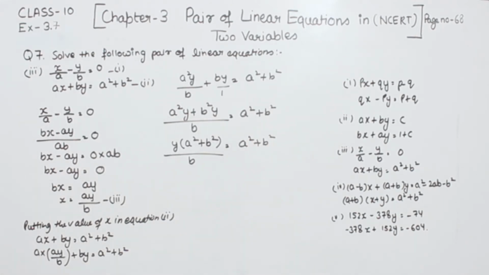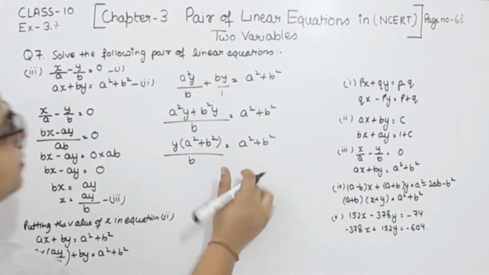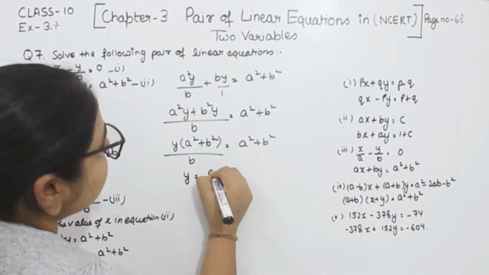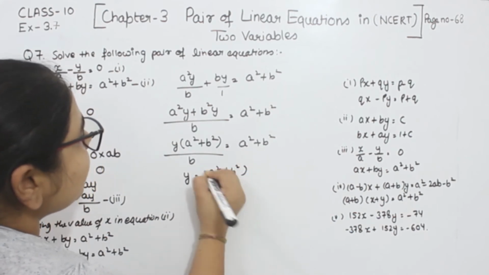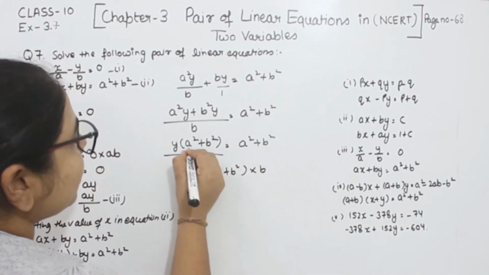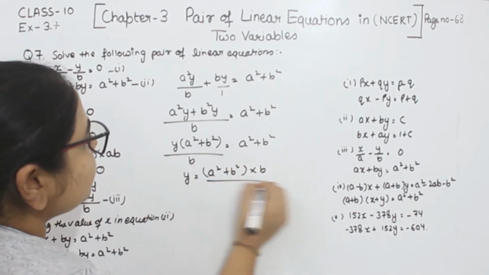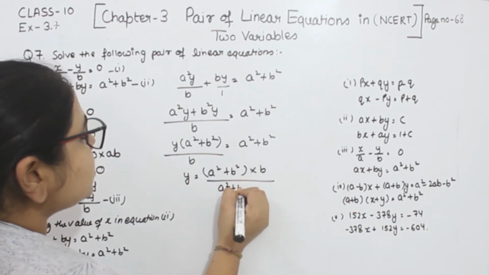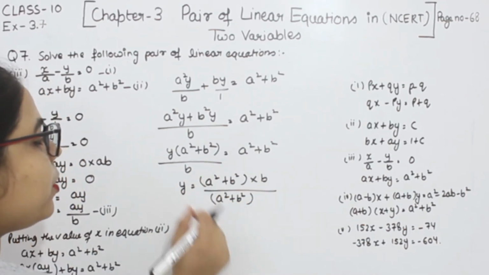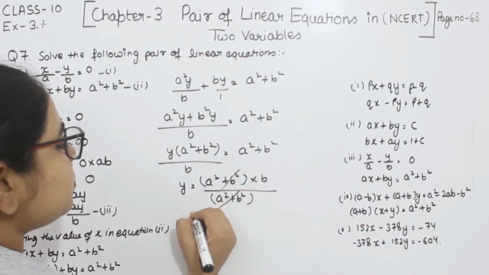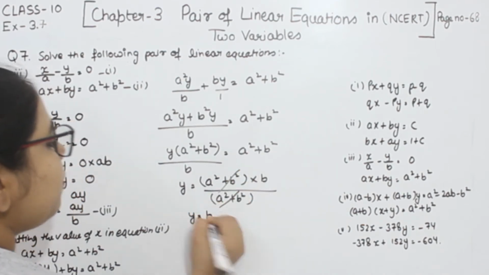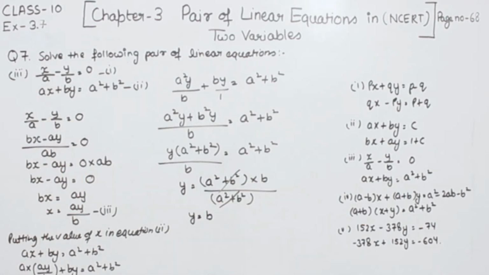Now we are going to transpose a square plus b square. First of all, we are going to transpose this b here. So we are having y as equal to a square plus b square multiplied by b, and in the next step we are going to transpose this a square plus b square. It is multiplying here, by coming on this side it will divide. So this one is cancelled on this one. So the value of y we are having as equal to b here.